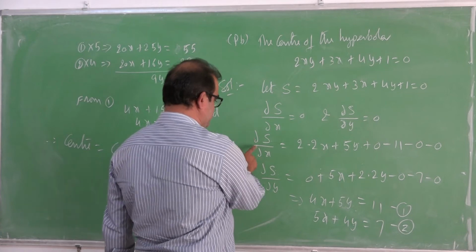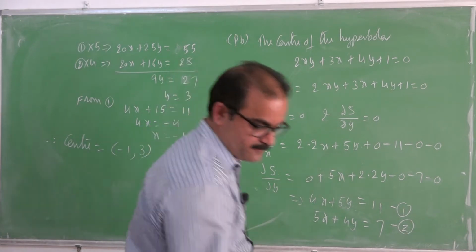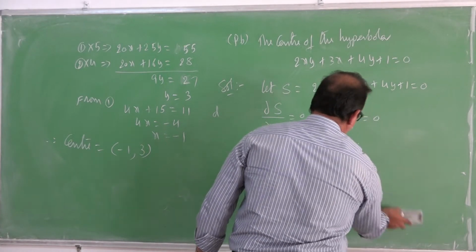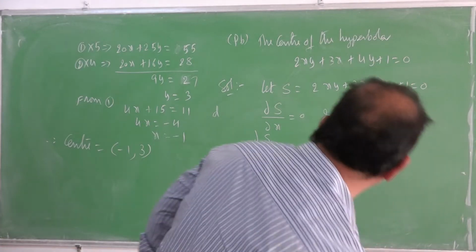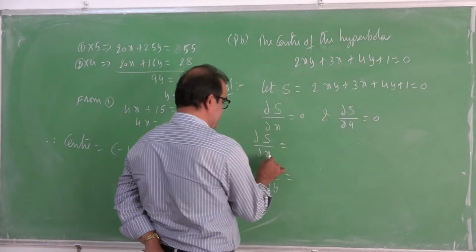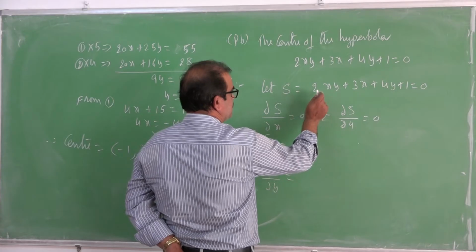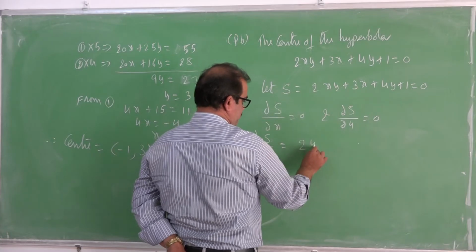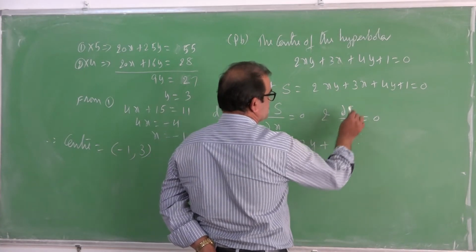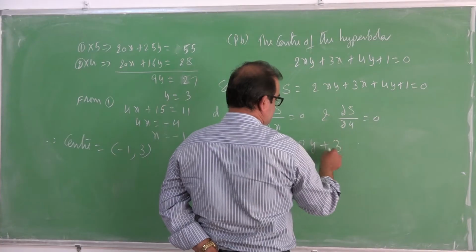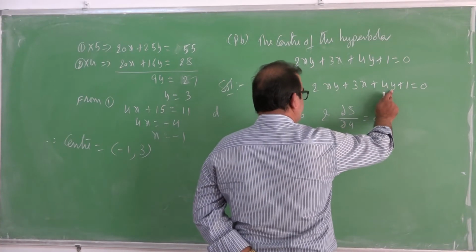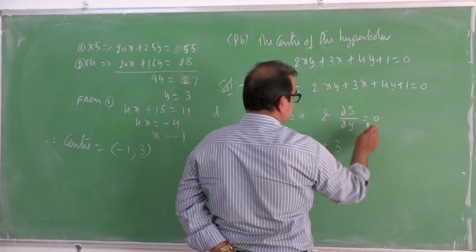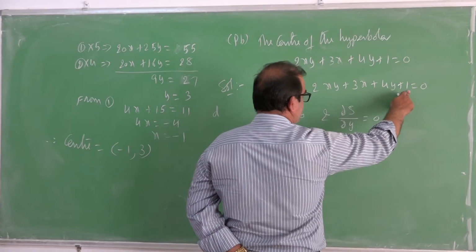Here find dou S by dou x and dou S by dou y. Dou S by dou x. Differentiate partially with respect to x by taking y constant. 2 into x, derivative of x is 1, we get 2y, plus derivative of 3x is 3. 4y is constant. If we differentiate partially with respect to x, take y constant, its derivative is 0. Derivative of 1 is 0.